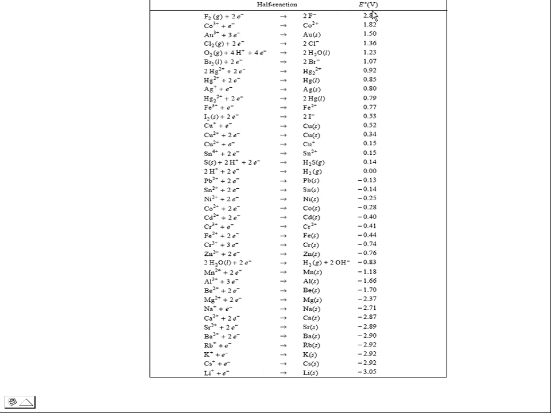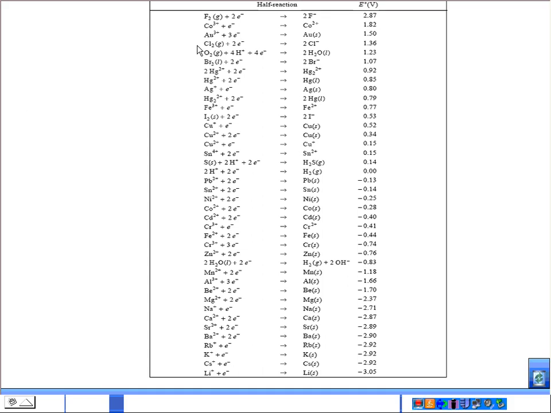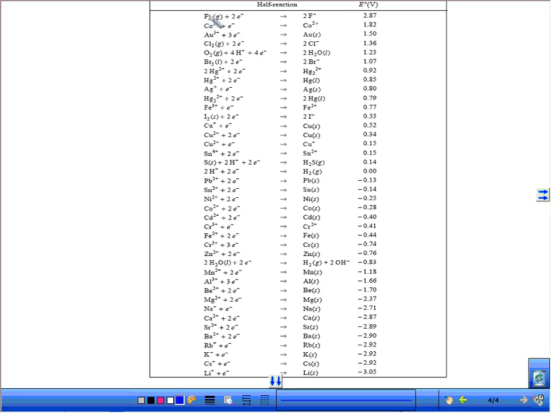And if you look, the highest voltage here is going to be the one that is most likely to be reduced. And the one that is most likely to be reduced on this chart is fluorine. Fluorine gas, it's right here, is most likely to be reduced. And the reason we know that, it has the highest voltage. So if I were to label him, kind of like if you were labeling somebody in class most likely to succeed, this guy is the most likely to be reduced.